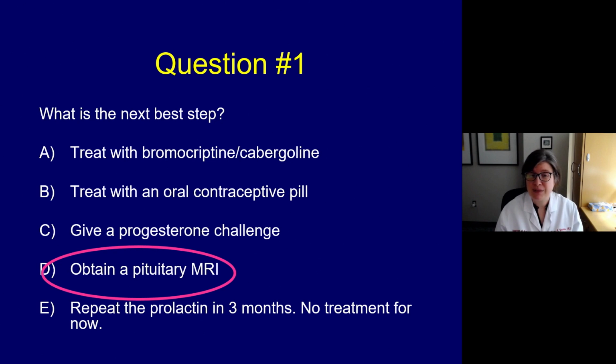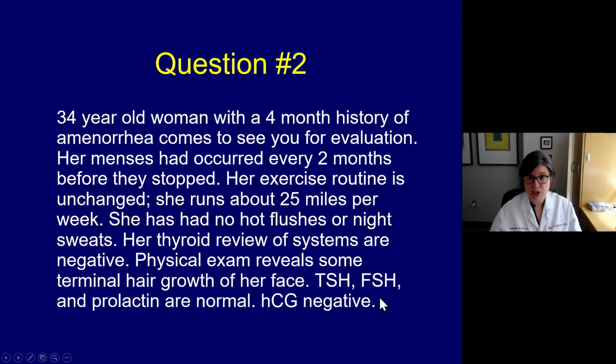An oral contraceptive really wouldn't get to the etiology. The progesterone challenge really wouldn't get down to why the prolactin is high. And I would say you've already double checked it, so no reason to wait another 3 months. Good, so we'll go on to the next question.